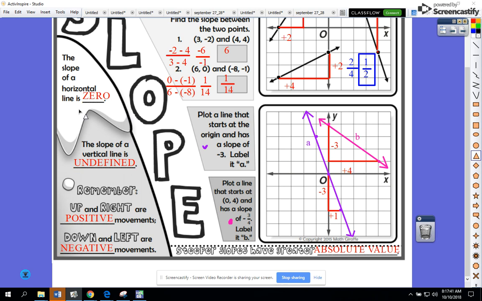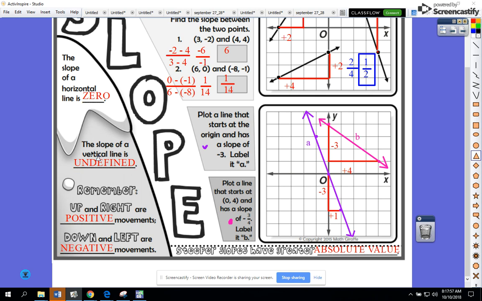The slope of a horizontal line is always going to be 0. We saw that with our function. When our function was always 3, it made that horizontal line of 3. And the reason it's 0 is because it's not increasing or decreasing. It's staying the same. Therefore, our slope is 0.